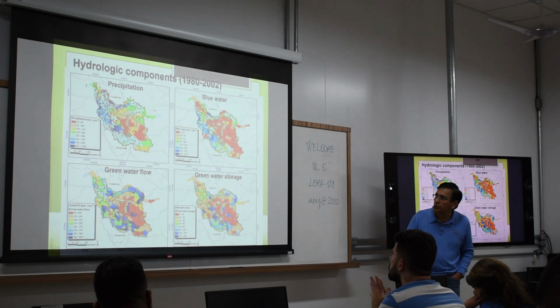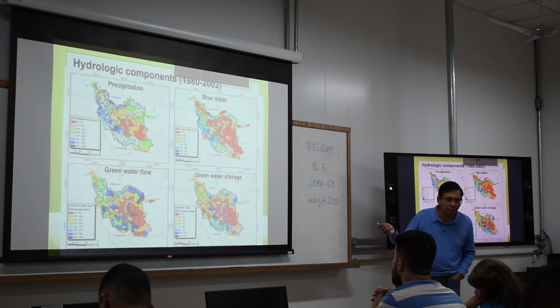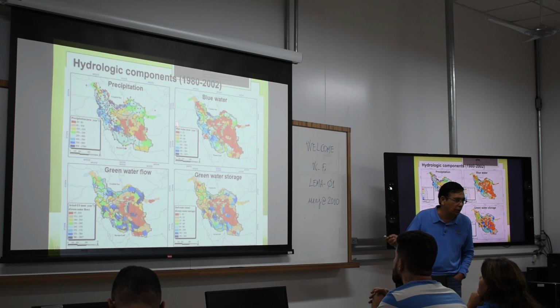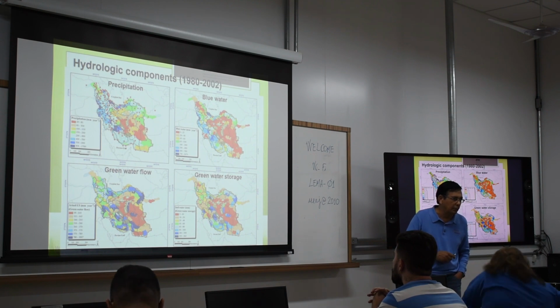If you look at the center, if you draw a line right here, the east of this is all completely desert. The average rainfall is only 40 to 100 millimeters. The west is all the mountains, and that's where the snow and most of the rain happens.